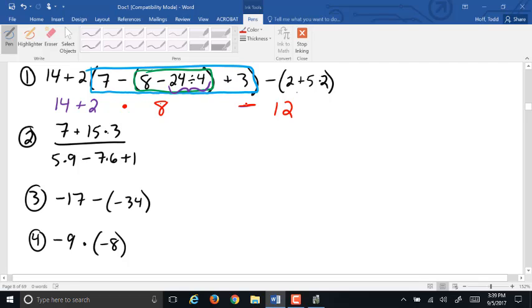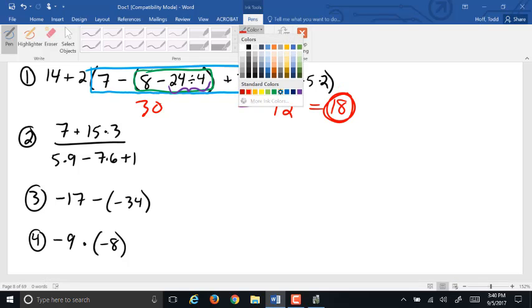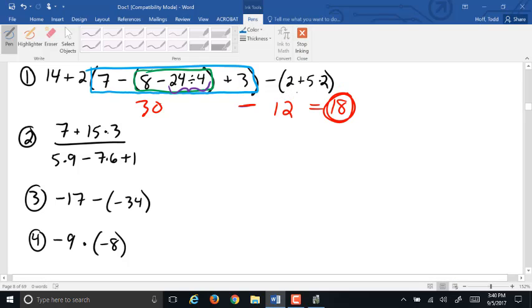What's next? 2 times 8, which is 16. And then we're just going to add and subtract left to right. 14 plus 16 is 30. 30 minus 12 is 18. Just like I had warned you last week, one of the biggest mistakes is rewriting them. You see, I got caught rewriting it incorrectly there.